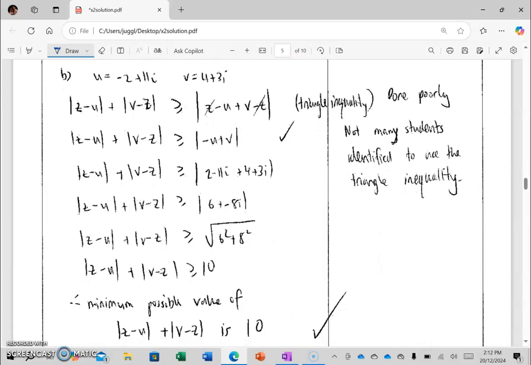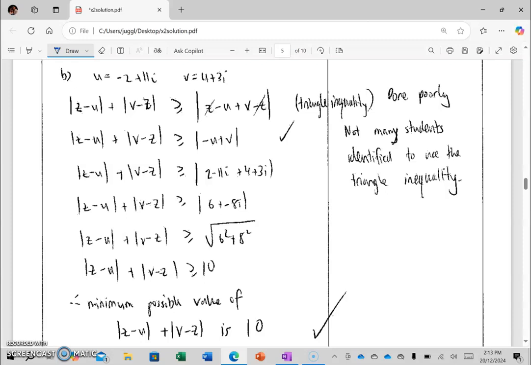Okay, B, this was done particularly poorly. You had to either use the triangle inequality or recognize that in order for it to be a minimum, u, z, and v have to be collinear. So they were the two approaches. So some people did the collinear way, other people used the triangle inequality way. What's nice if you use the triangle inequality is that the z's cancel out because you don't know z. So that's kind of nice.